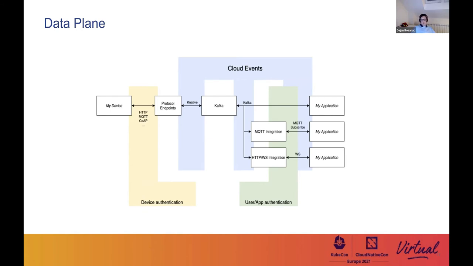For example, transforming the MQTT messages or the Things Network payloads, as we will see soon, into the cloud events and pushing it to the Knative channels. But also we need a device authentication and authorization so that we know that devices we are communicating with are actually our devices. On the other side, if you take a look at things, we also need to provide a way to have a user authentication and authorization.